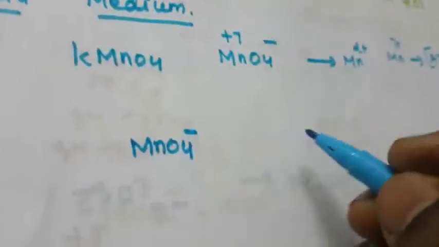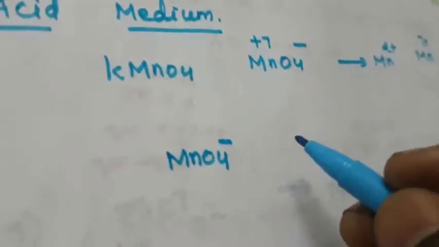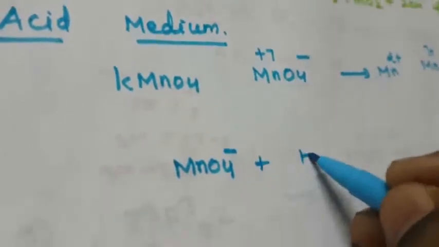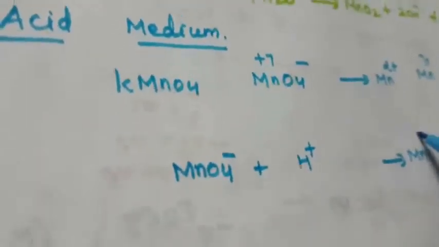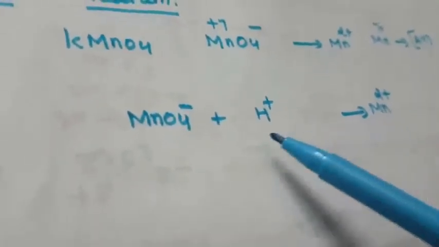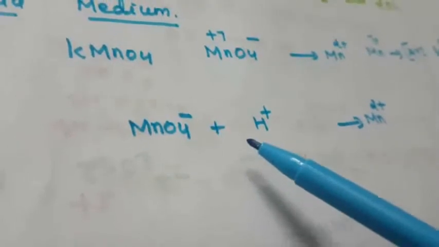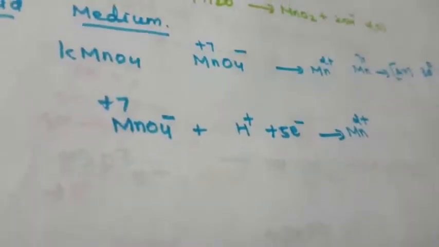First one is MnO4 minus, then in an acid medium. Acid medium means you can write H plus, right? So then Mn2 plus. Okay, so Mn2 plus, I already told you which side has the oxygen. That side you add the acid medium H plus. So how many electrons? This is plus 7, this is plus 2. How many electrons are gained? So that is 5 electrons. Okay, 5 electrons are gained.